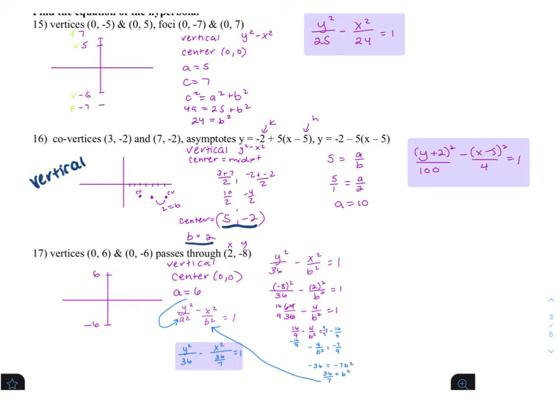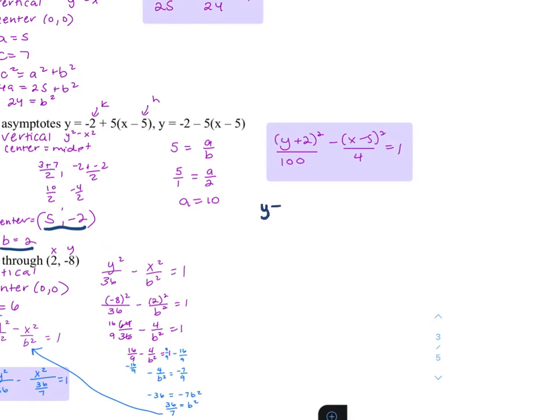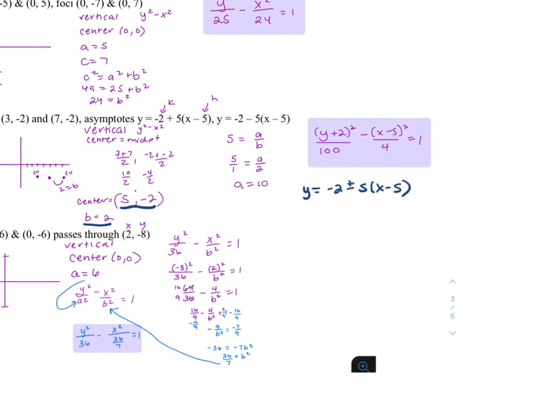Then you have to go to your asymptotes. So your asymptotes tell you that y equals, they're both the same. It should be plus and minus. So it's negative 2 plus and minus 5x minus 5. The center should match up. So this is the x coordinate of my center, the y coordinate of my center. I changed the sign on the h though, remember, because it's x minus 5. That means it's 5. That lines up with my center. So that's the first check.